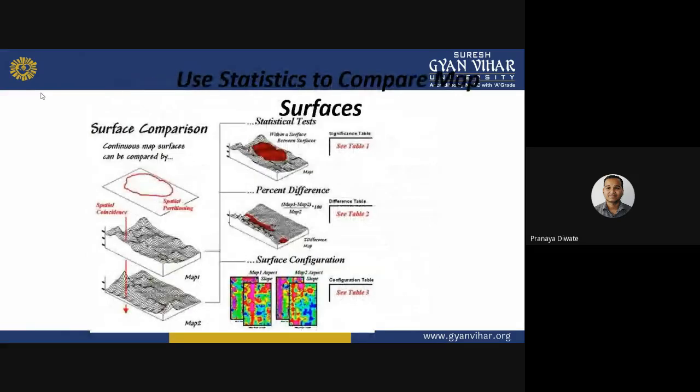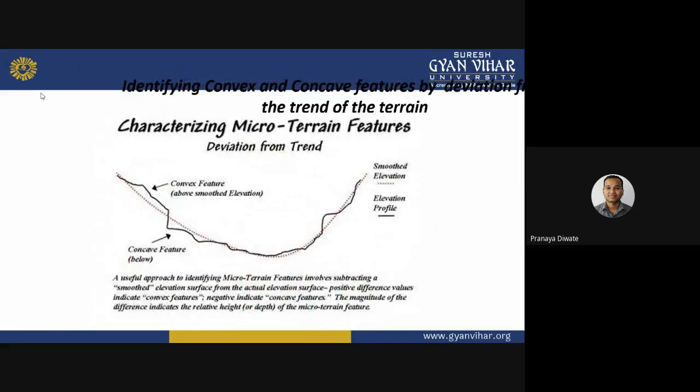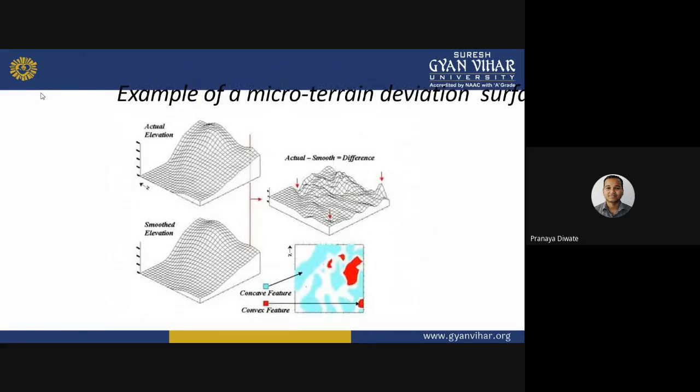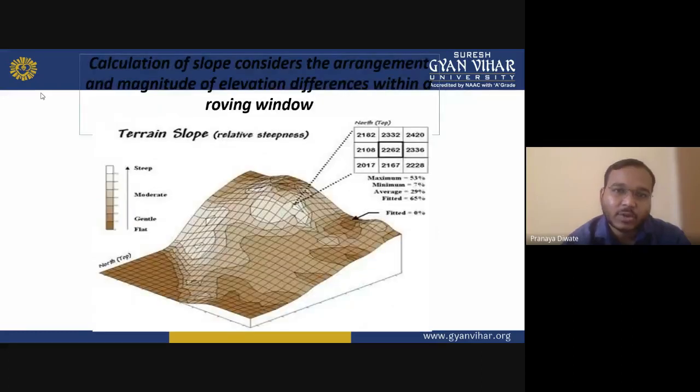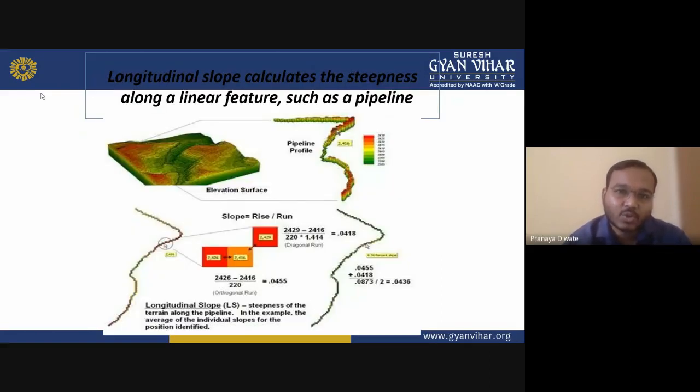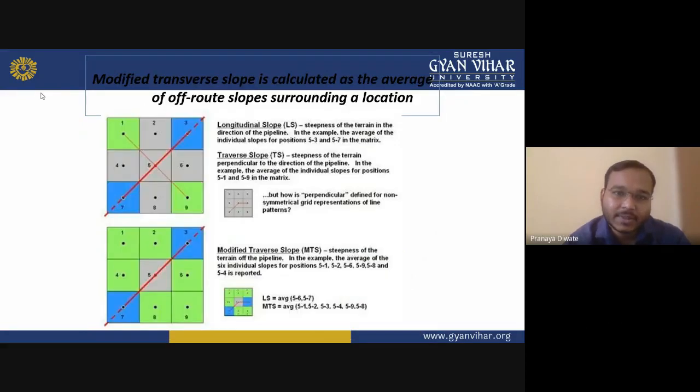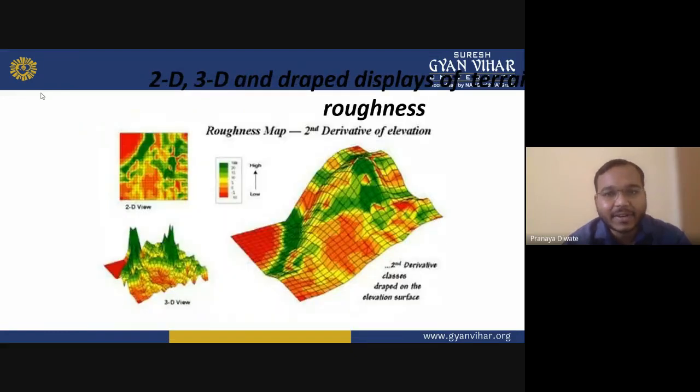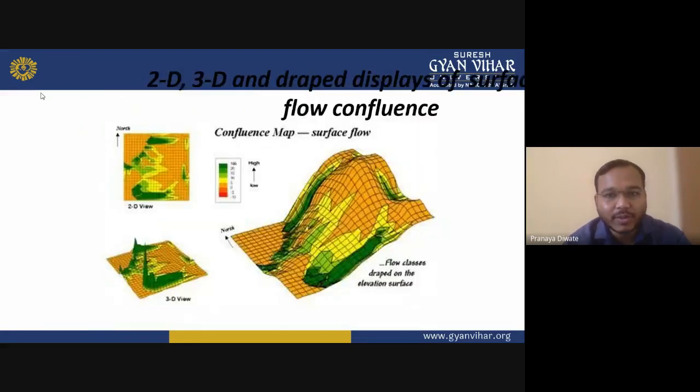Then you use statistical data. The percentage or statistical data will use different configurations and different data sets. Characterizing micro terrain features will be useful, for example micro terrain deviation surface. Calculation of slope considers the arrangement and magnitude of elevation difference. Longitudinal slope calculates the steepness along linear features such as pipelines. These are all different kinds of data sets you can use for your mapping.